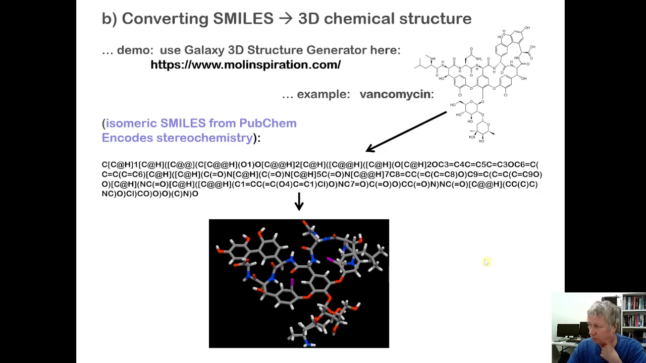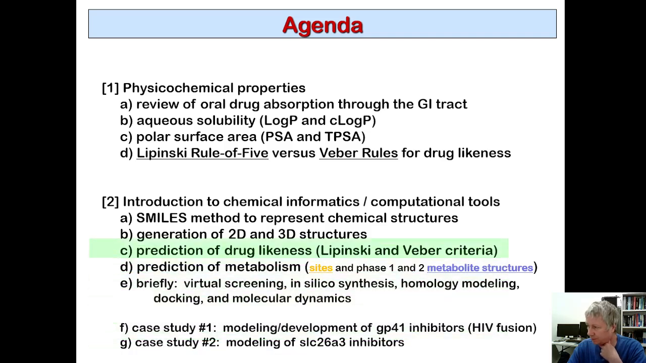Okay, so next we are going to go back to these drug likeness models, the Lipinski model and the Weber model, and we're going to see if we can predict these properties of drug likeness and oral bioavailability using computational tools. We haven't done that yet. Earlier we did learn about what the rules are, and we'll review those rules in a second also.